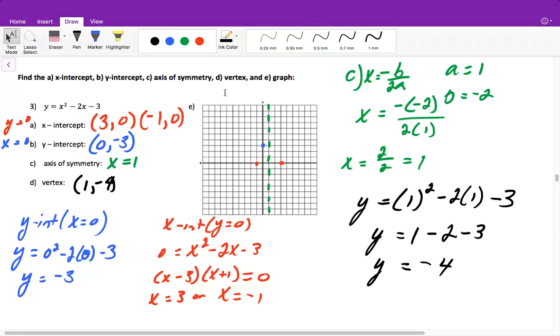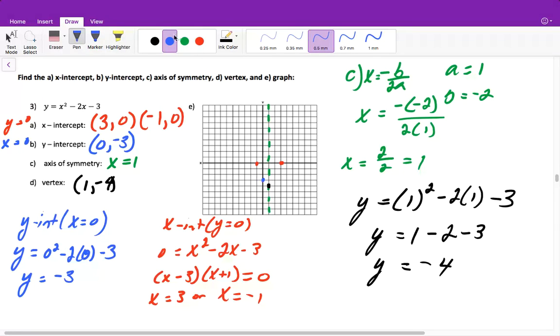It's (1, -4). I'm sorry, I just realized now I made a mistake. Hopefully you guys caught that on video, but (1, -4), 1, 2, 3, 4. My y-intercept was not (0, 3) like I wrote here. I'm really sorry. I'm just trying to get through this quickly, but (0, -3). So it's 1, 2, 3 here.